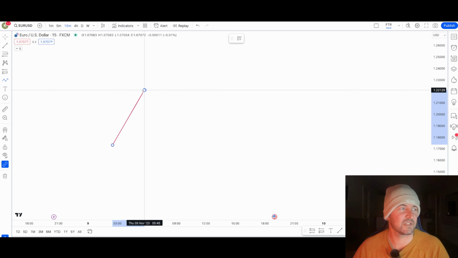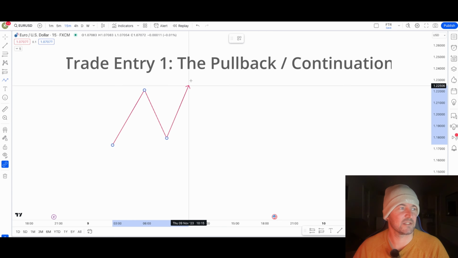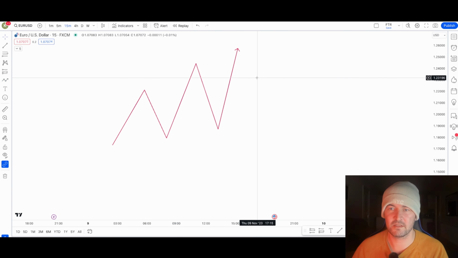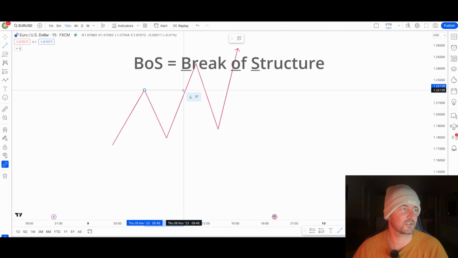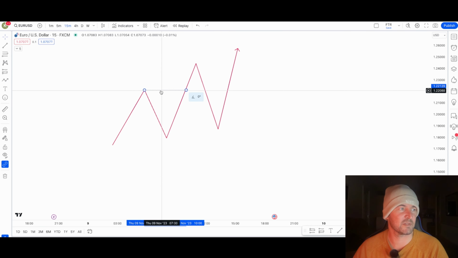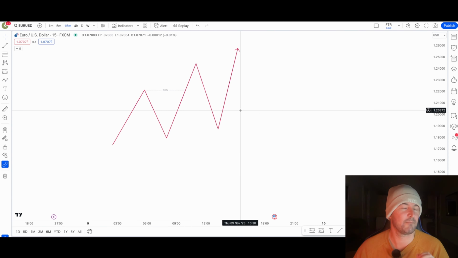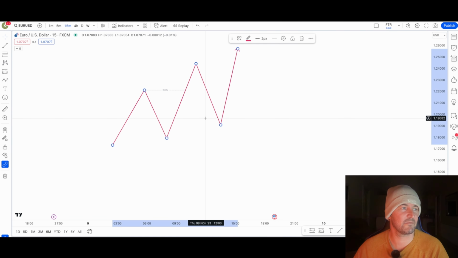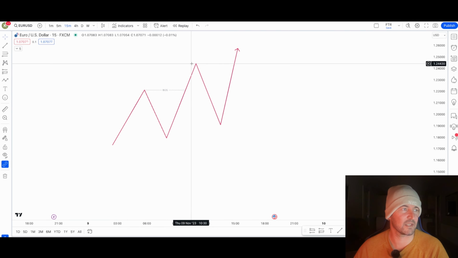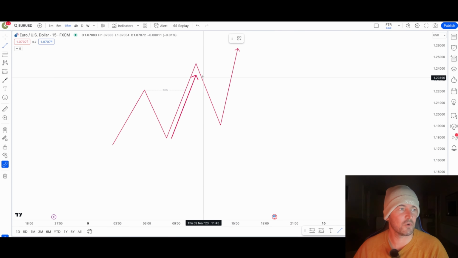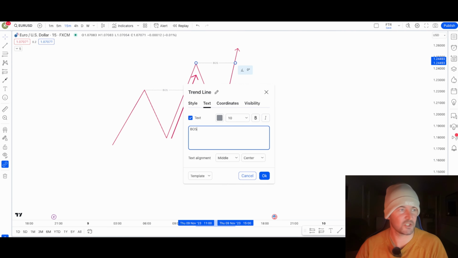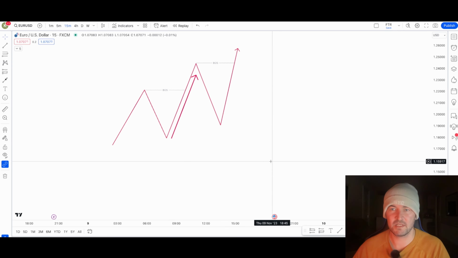But there is literally the pullback, which is this, okay? The pullback is otherwise known as the continuation, and the reason for that is that you'll get a break of structure of a particular area, so this will be BOS, and once you've had BOS, you've got about a 65% chance that it's going to come back, retest something within this previous leg, okay? So this leg, there to there, before it grabs on and it goes again and creates a new BOS. So you've got about a 2/3 chance of that happening. So that's a continuation trade.